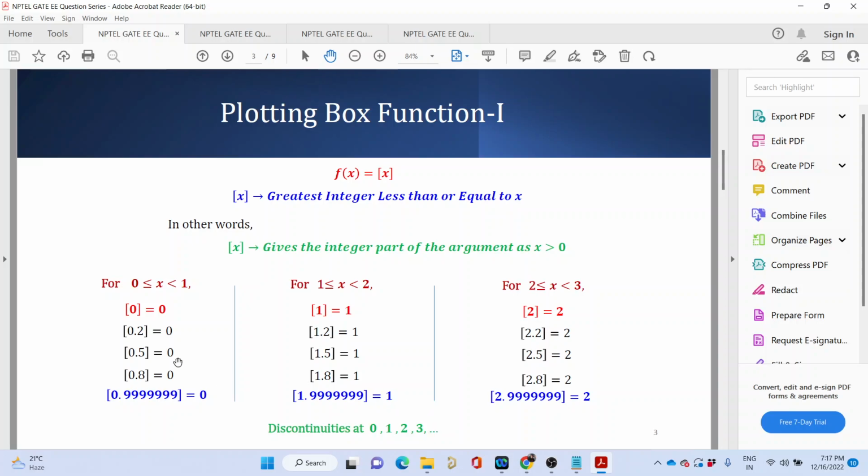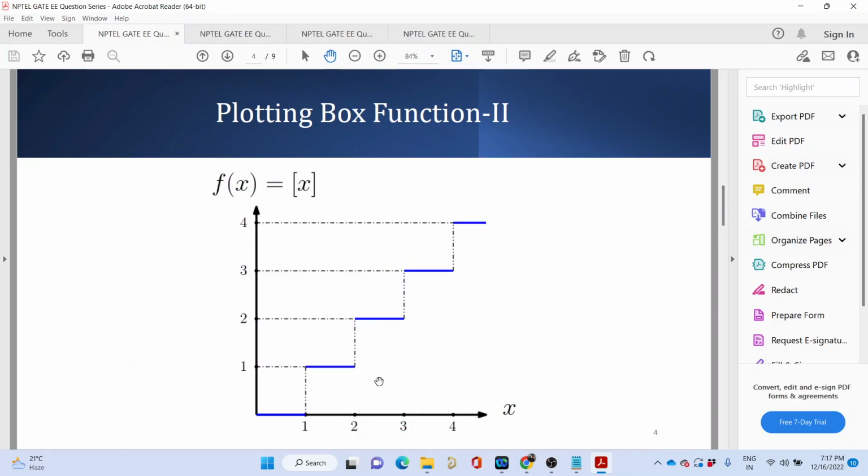Having understood this, let us look at how the function would look. This is how the function is going to look. From 0 to 1, the value is always 0. From 1 to 2, the value is always 1, because this is the greatest integer which is less than, maybe, this point. So 1.5 is this point. What is the greatest integer less than 1.5? That is 1. So the value would be 1.